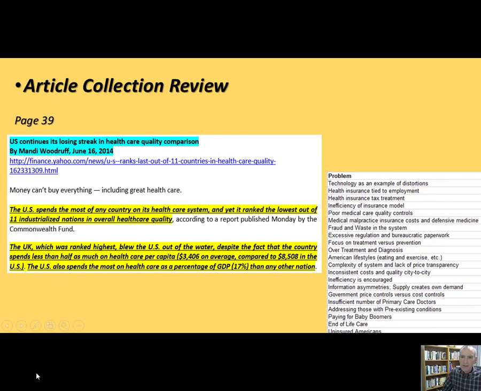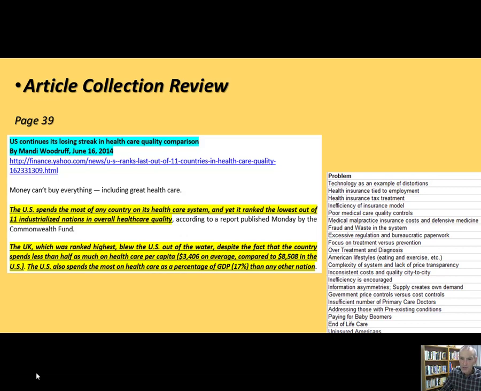All right, U.S. continues its losing streak in healthcare quality comparison. The U.S. spends the most of any country on its healthcare, and yet it's ranked the lowest. There's a great quote for the very beginning of your paper. I didn't put that introduction, but this chart I'm going to show you on the next page is perfect for the introductory part of your paper.